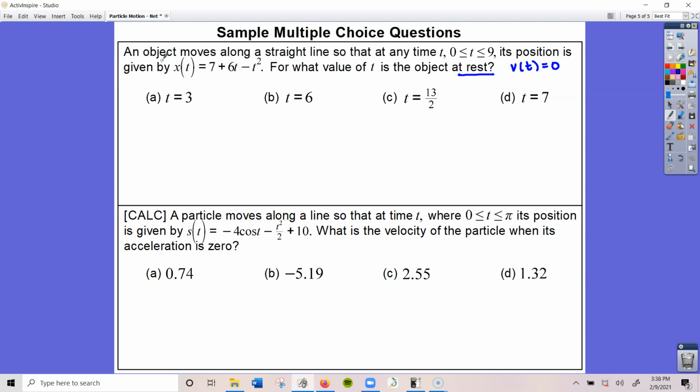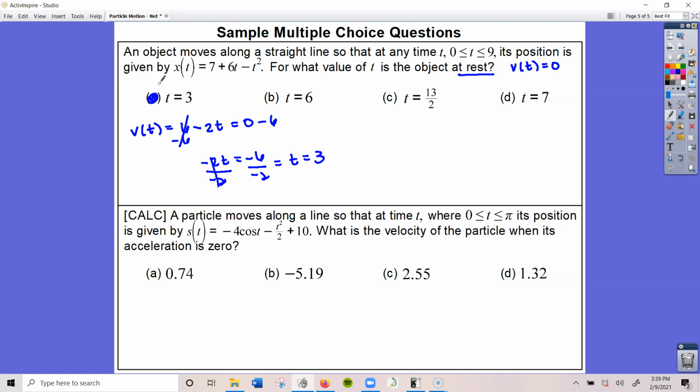So we need the derivative of this and then we set it equal to 0. So v of t is going to equal 6 minus 2t. And we make it equal to 0. So we subtract the 6. Negative 2t is equal to negative 6. And then divide by the negative 2. So t is going to equal 3. So in this particular question, it's not like the math was actually hard to do. It's more of just knowing what it is that you're supposed to do. So if an object is at rest, that means that it's not moving, so its velocity must be 0.